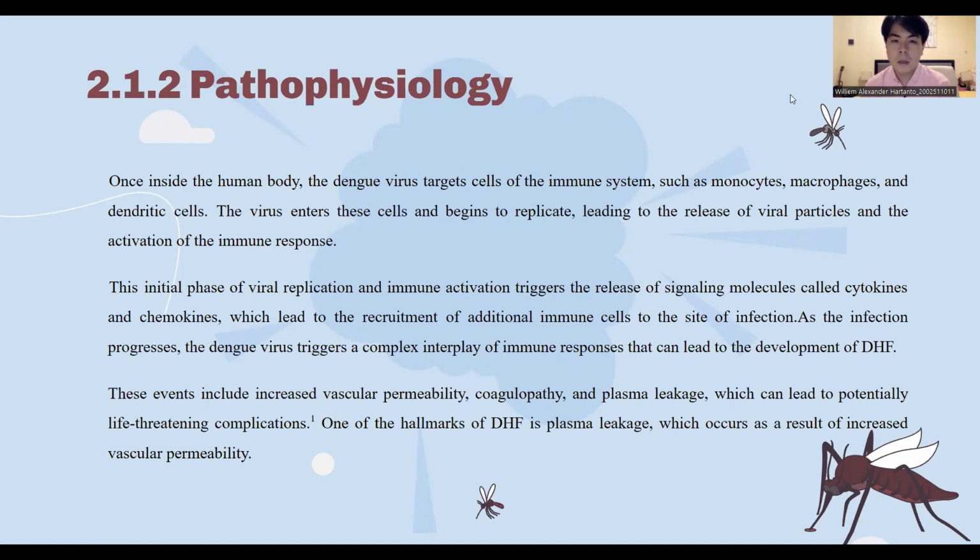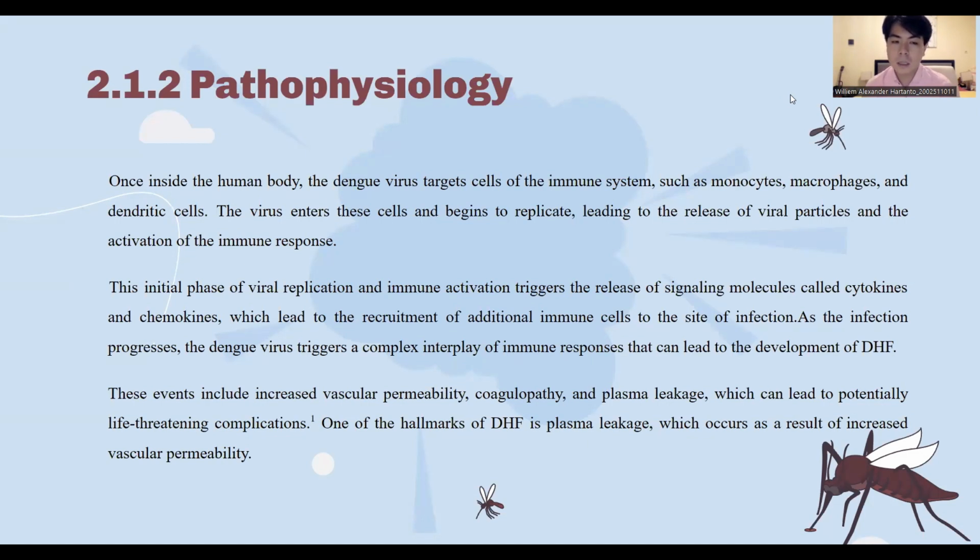Once inside the human body, the dengue virus targets the immune system, such as monocytes, macrophages, and dendritic cells. The virus enters these cells and begins to replicate, leading to the release of viral particles and the activation of immune responses. This initial phase of viral replication and immune activation triggers the release of signaling molecules called cytokines and chemokines, which lead to the recruitment of additional immune cells to the site of infection.